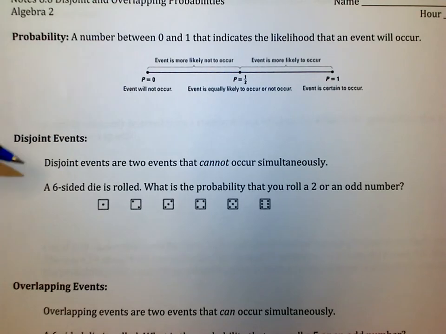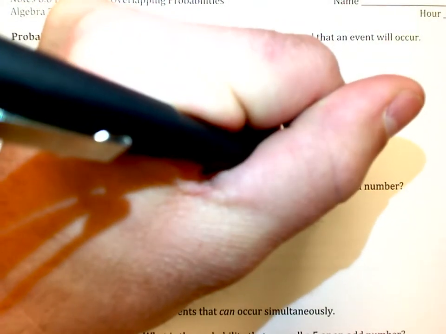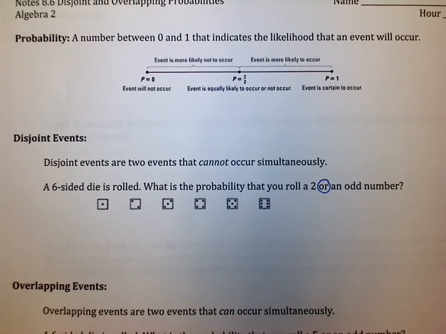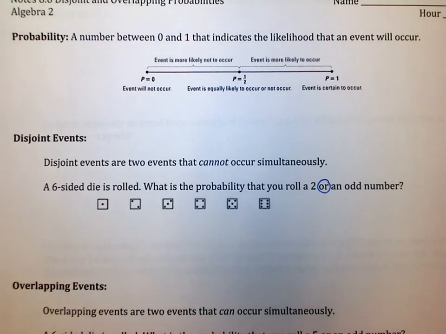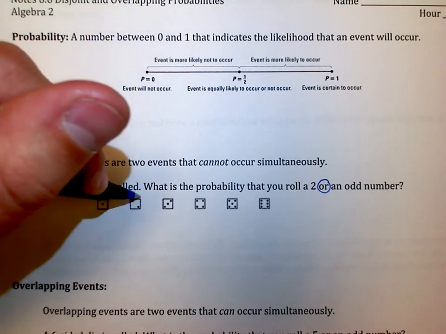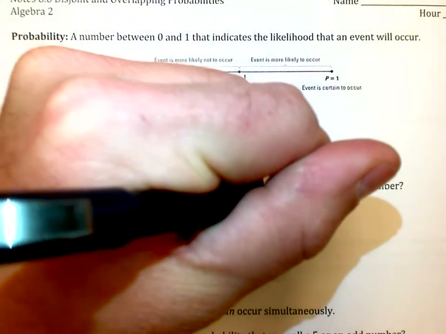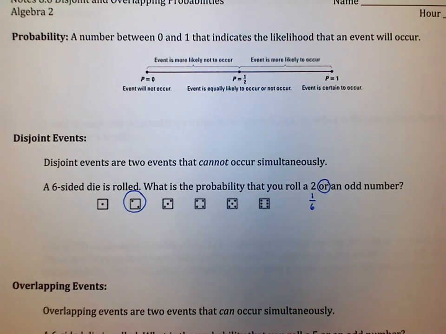So for example, we have a six-sided die and we roll it. What is the probability that you roll either a 2 or, main word here is or, an odd number? If I drew out a diagram that just had the 6 possible choices, let's do this graphically. The probability that I roll a 2 would be 1 out of 6, right? So I've got a 1 out of 6 chance that I would roll a 2.